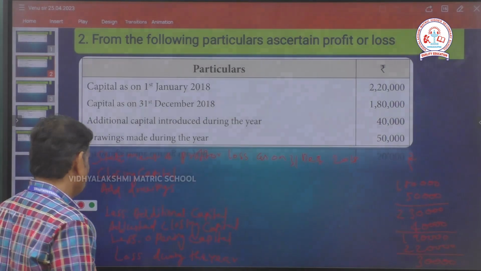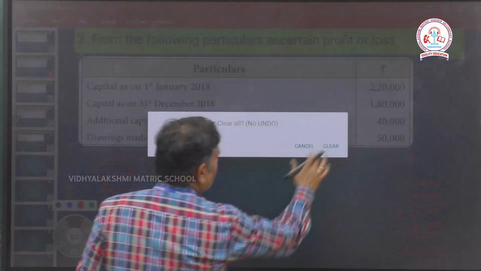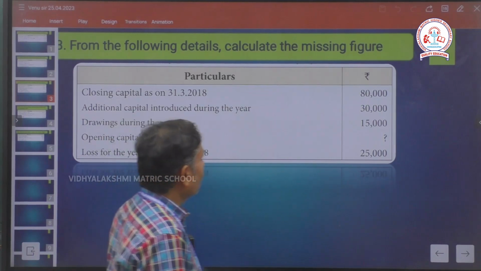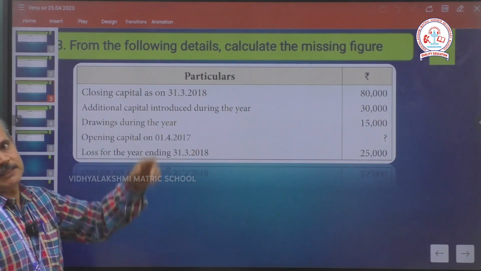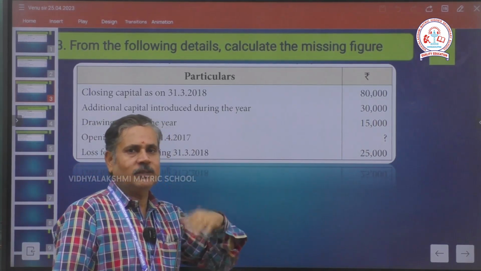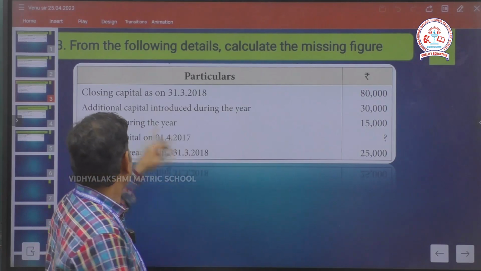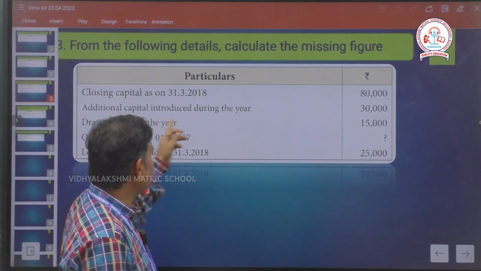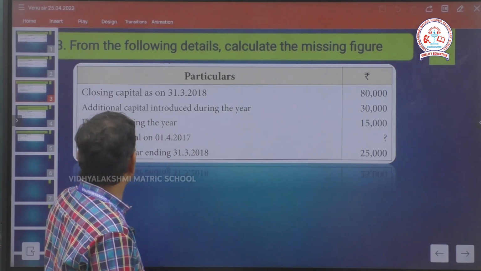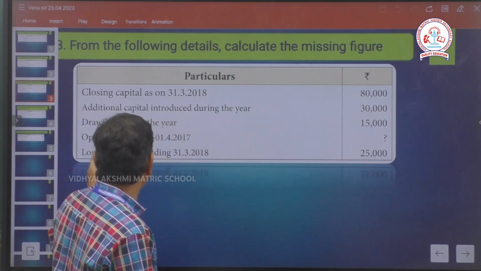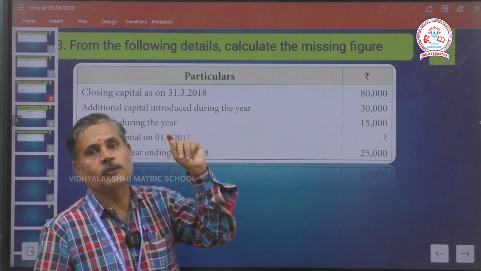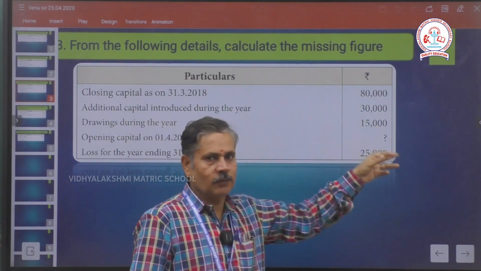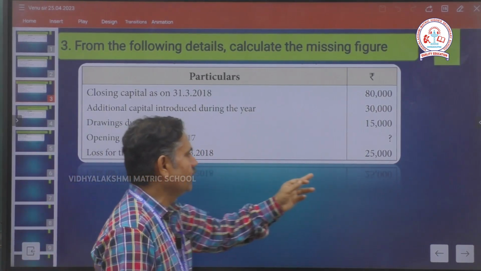Third one. Right. Now we will see the third sum. From the following details, calculate the missing figure. Here, a question mark is given. In the two sums before, we found the answer for profit or loss. But in this question, the closing capital value for 31st March 2018 is 80,000, then additional capital during the year is 30,000, then drawings during the year 15,000, and then we have to find the opening capital as on 1/4/2017. So how much money he invested at the start of the business on 1/4/2017, find out the opening capital. Finally, loss during the year is given, 25,000.